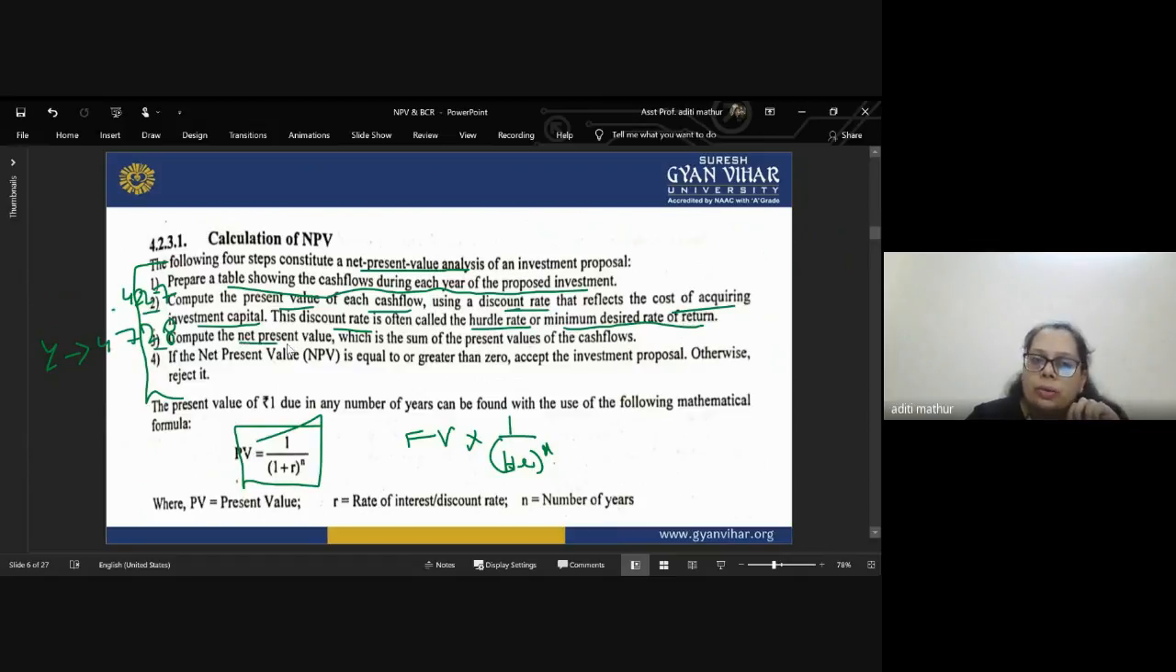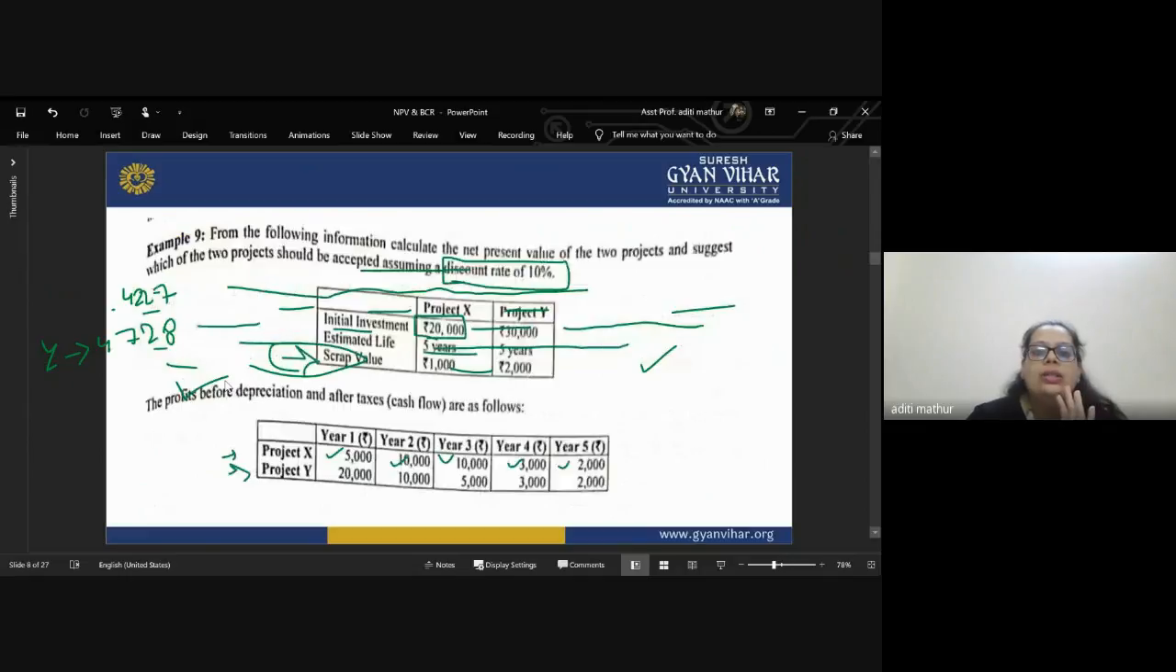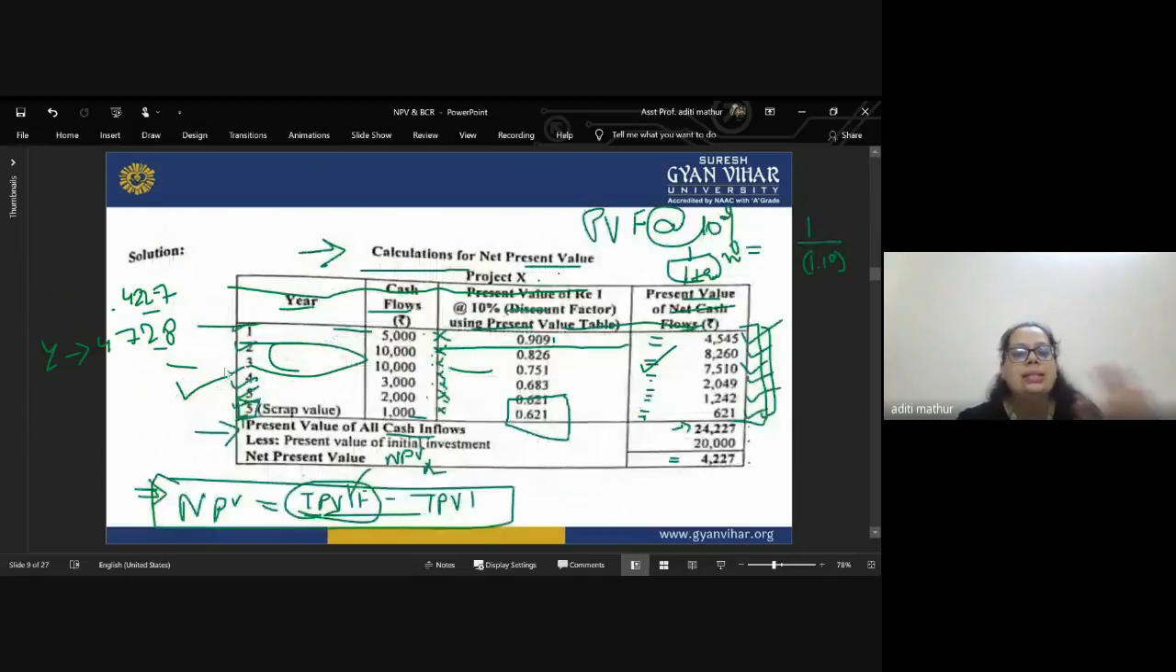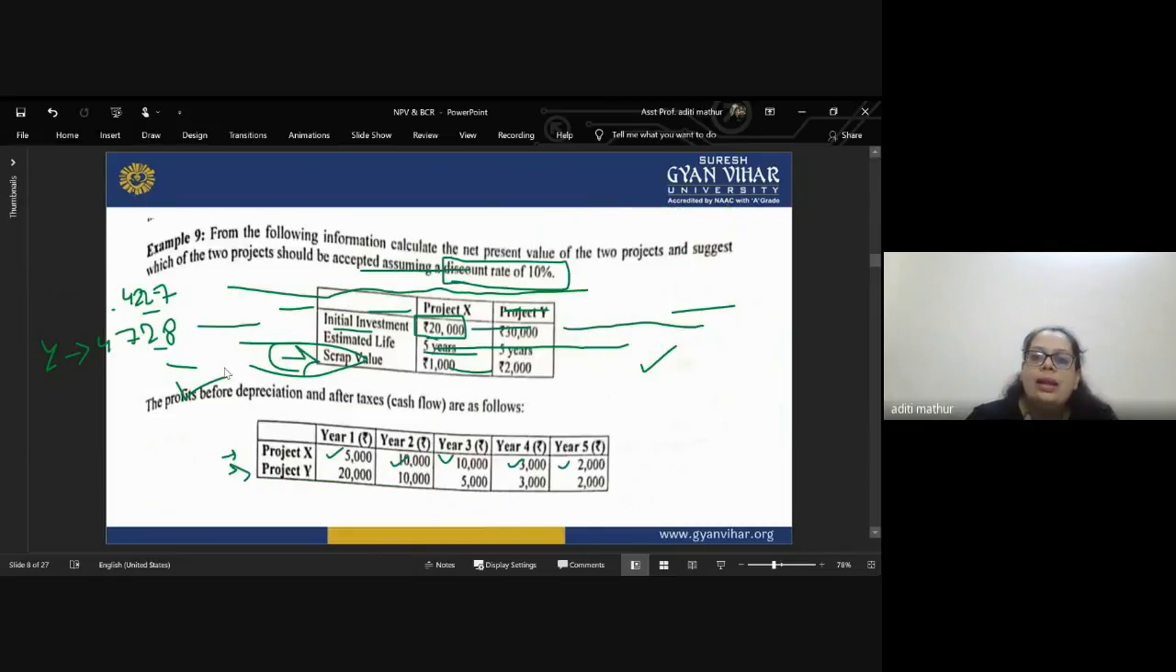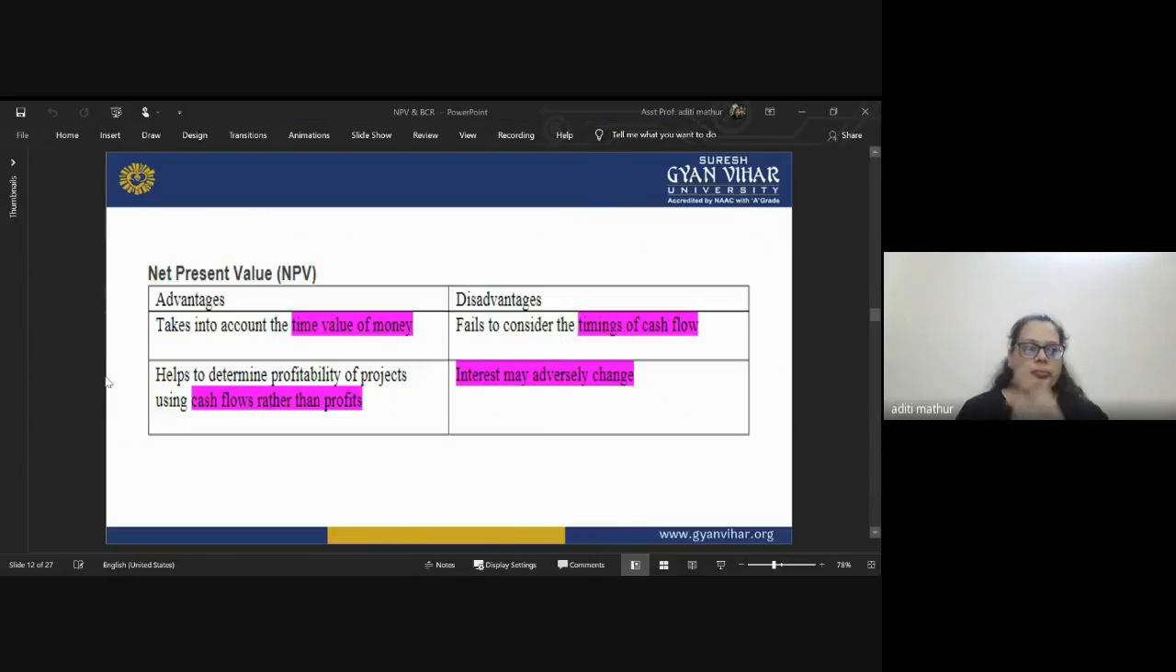Step 4, compute the net present value, which is the sum of the present values of all cash inflows. Step 5, if your NPV is equal to or greater than 0, or it is positive, accept the project, otherwise reject the project. So this is how we do our entire NPV calculation. With the help of this example, we have learned how to calculate NPV and how to do the comparison with the help of the NPV method in capital budgeting.